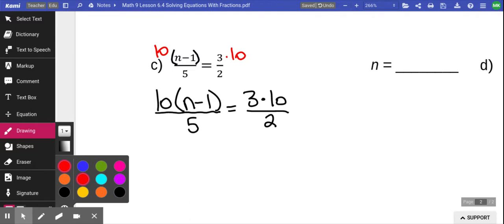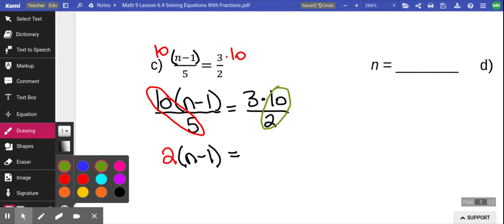In the first fraction, I can then look at these two things and realize 10 divided by 5 is 2, and then I still have my numerator of n minus 1 like that. Equaling, on the right-hand side, I'm going to notice that 10 divided by 2 is 5. So on the right-hand side, I have 3 times 5. And what I've done is I've successfully gotten rid of my denominators.